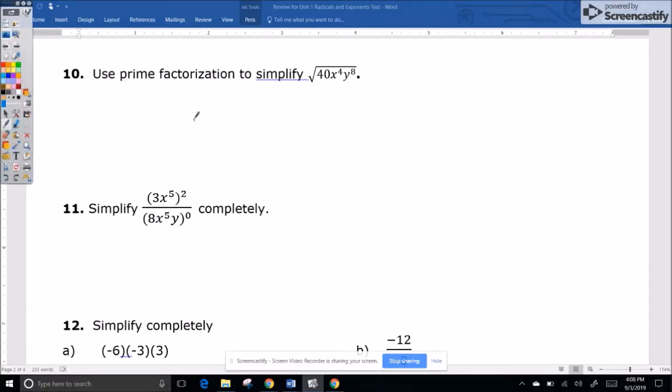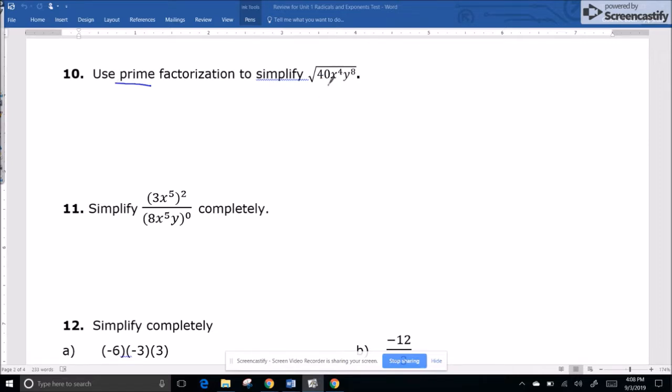We left off on number 10. Number 10 says use prime factorization to simplify the square root of 40x to the fourth y to the eighth power. Okay, so prime factorization means we're going to break down our number 40 into its prime factors.